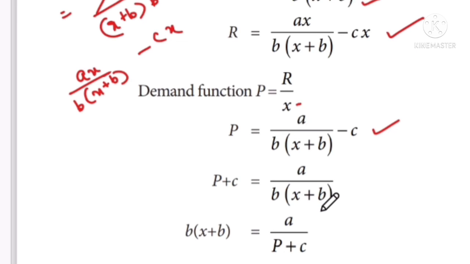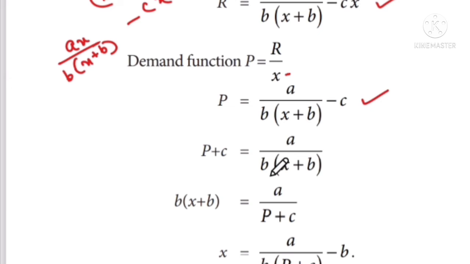So we have to keep x on the left hand side. So we got p plus c is a by b into x plus b. Take this term to this side because this question is prove, it's not find. Find means you can stop here because you already simplified. So you have to prove. Just see the left hand side, they have only x. So keep x on the left hand side.